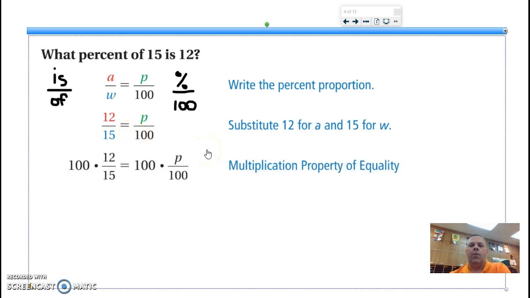We can then multiply both by 100 and simplify to get P equals 80. Another way to think of this is 12 times 100 equals 15 times P. Therefore, we will have 15P equals 1200, and then we will divide by 15. That is how we get our 80. So 80% of 15 is 12.